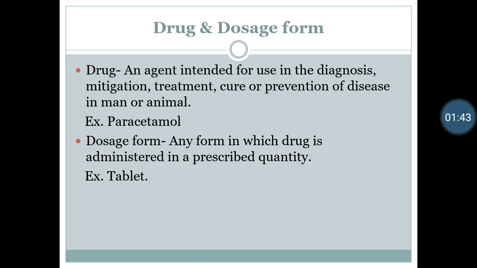Next definition is a dosage form. Any form in which drug is administered in a prescribed quantity is called a dosage form. Prescribed quantity is the quantity of drug for a patient given by the physician. The physician writes a prescription where he gives the quantity of drug to be taken by the patient at a time. This is called a dosage form. The example of dosage form is tablet or maybe capsule, liniment, lotion, etc.